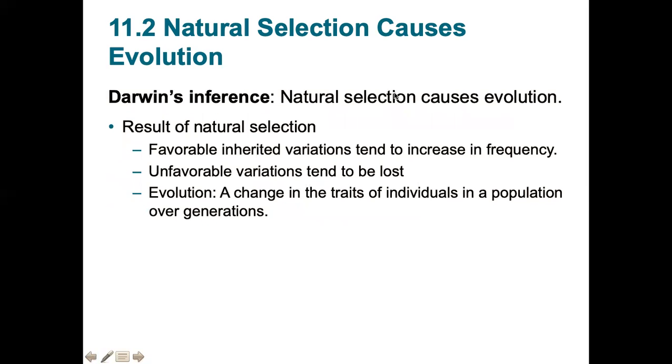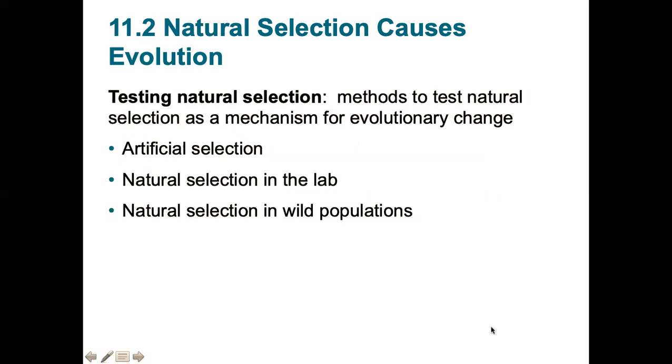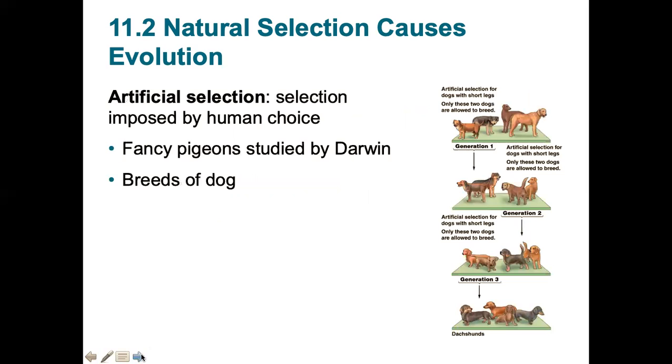And so Darwin proposed the cause of evolution was natural selection. And how do you test that? Well, you can do artificial selection in the lab, you can do natural selection in the lab, and then you can look at natural selection in wild populations.